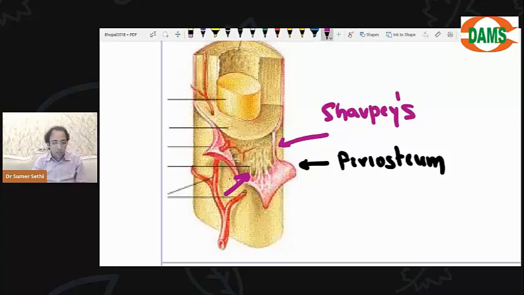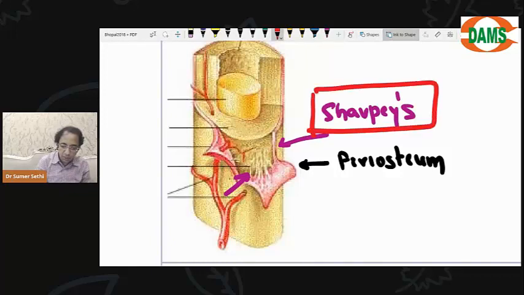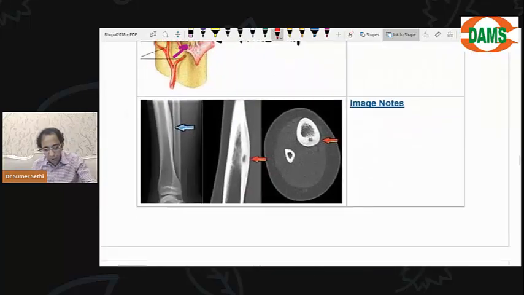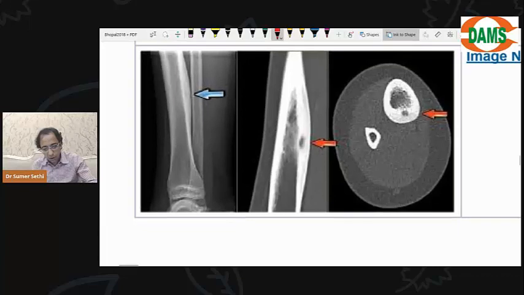Okay, very good. So these are your Sharpey's fibers. It is the mineralization along the Sharpey's fibers which is responsible for the sun ray appearance. Everybody clear? Okay, now see if you can answer. Anybody can answer this question now.